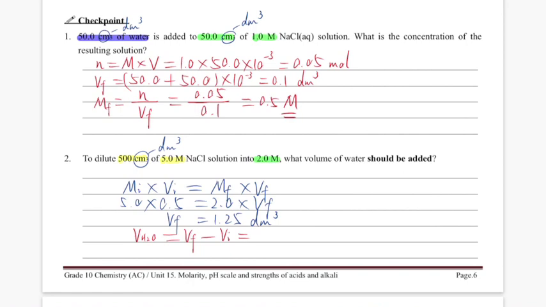So it should be 1.25 dm cube minus 0.5 dm cube of the initial solution. So it will give us 0.75 dm cube. Okay, so that's the amount of water we have added in.